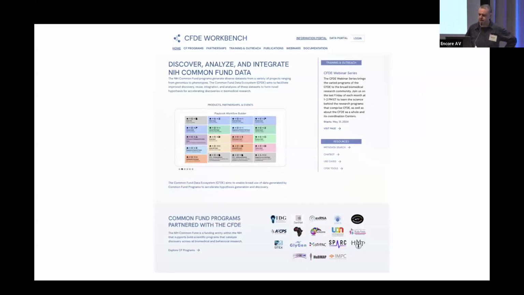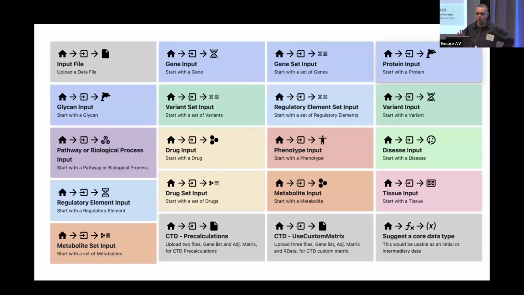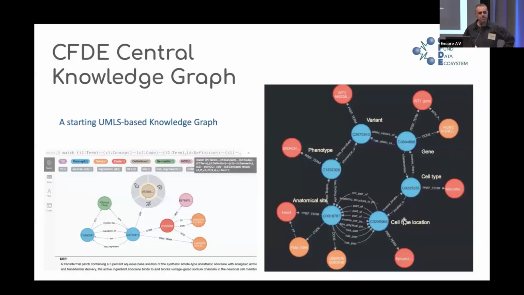So, for instance, it has a visual way to assemble workflows to be able to query our knowledge graph and to be able to find the type of resources that you need. Resources, which I add, would be extracted from the various projects that I have just described. So this is the work of the Common Fund Data Resource Center.